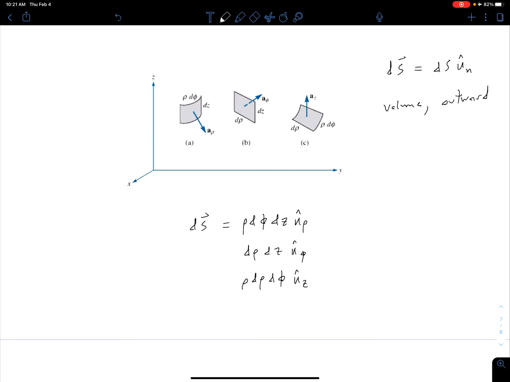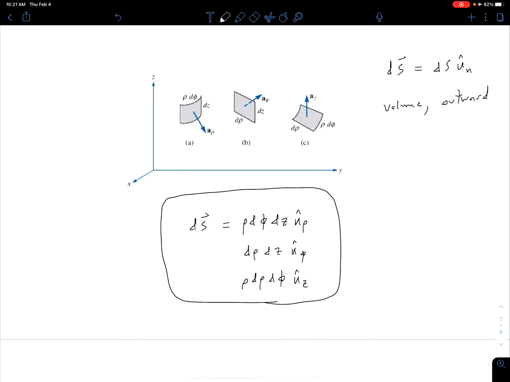Each time, what I'm doing is just multiplying this term by this term to get our area, and then putting it in the direction that's normal to that surface. So these are our three possibilities, and of course each of these three can also be negative. We just have to consider which side of the volume it's on.